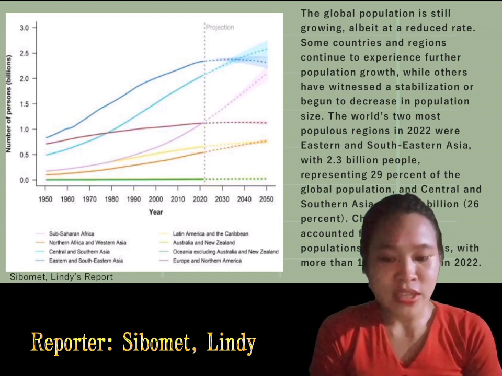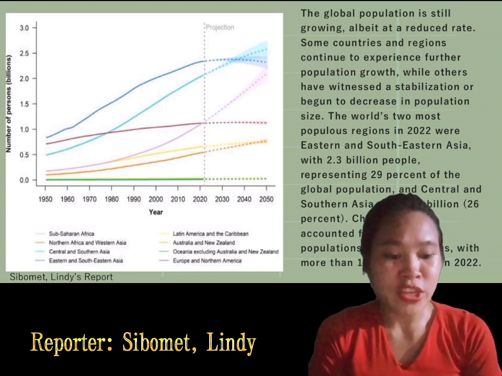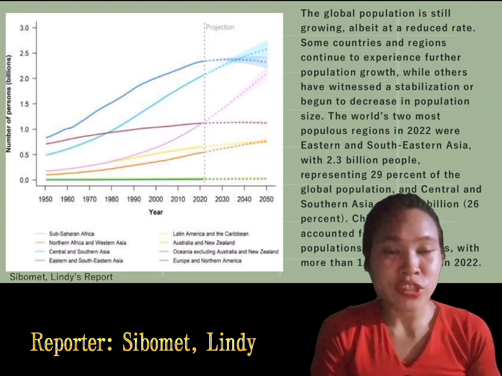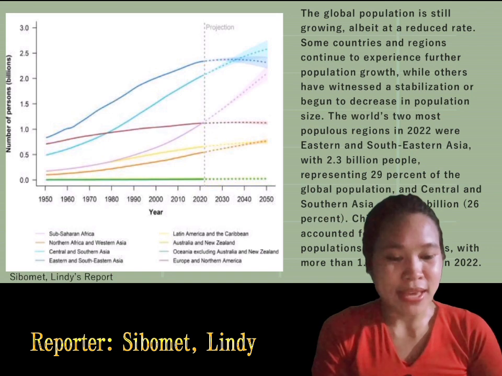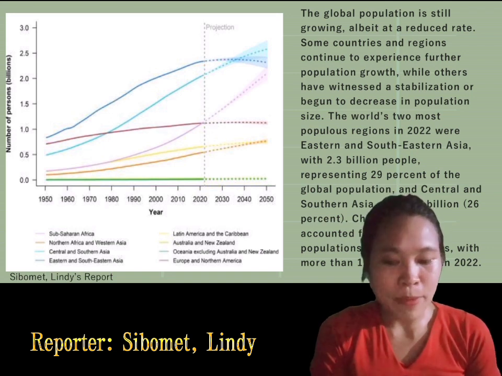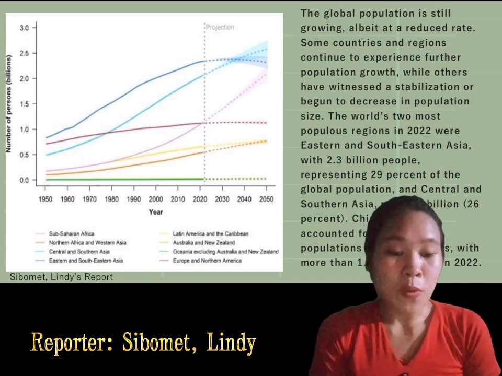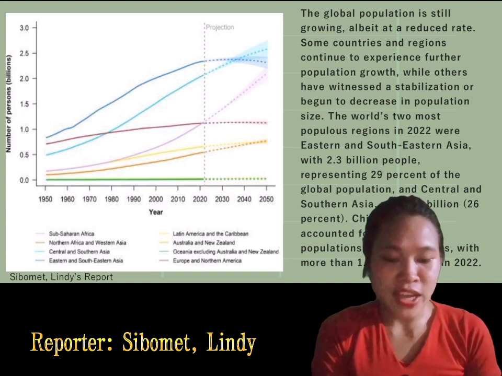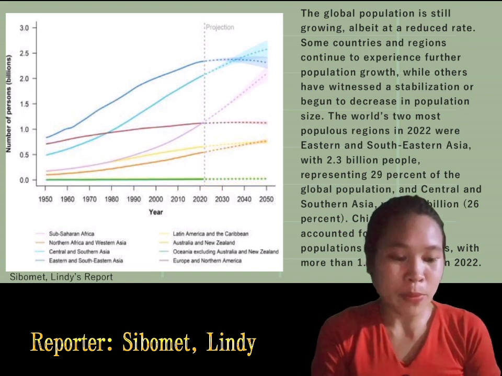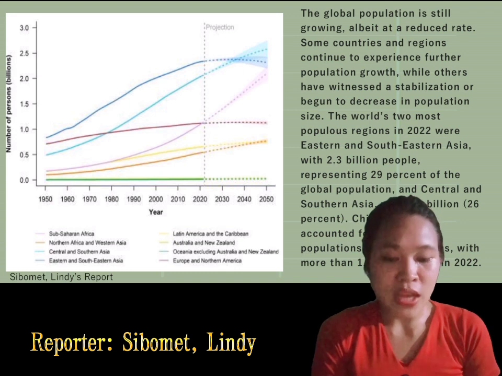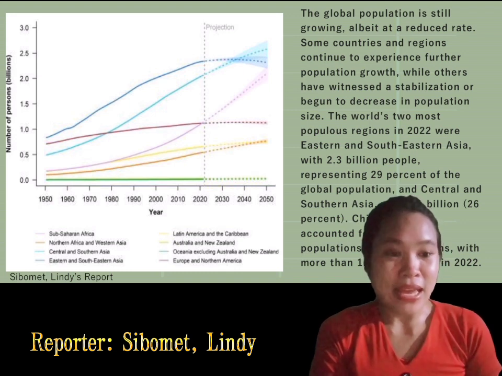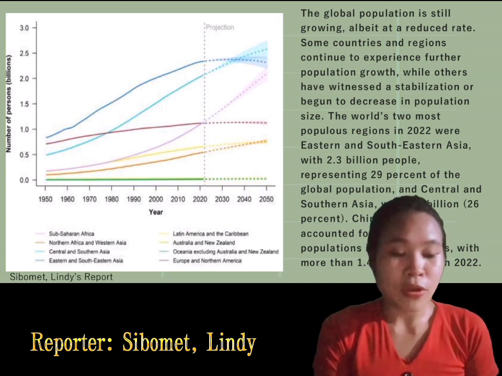Some countries and regions continue to experience further population growth, while others have witnessed a stabilization or begun to decrease in population size. The world's two most populous regions in 2022 were Eastern and Southeastern Asia, with 2.3 billion people, representing 29% of the global population, and Central and Southern Asia, with more than 1.4 billion each in 2022.